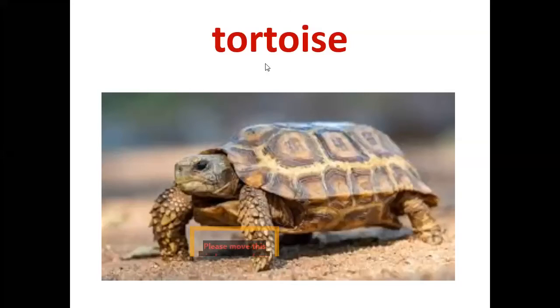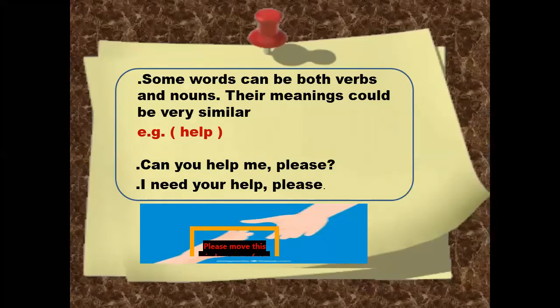Okay, then we have the word tortoise. It's an animal. It's a kind of turtle, but it walks on the earth or on the ground. It lives on the earth.